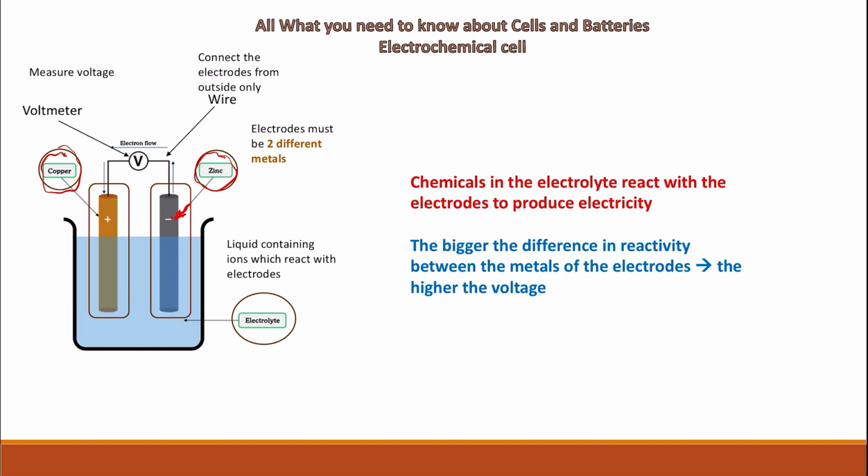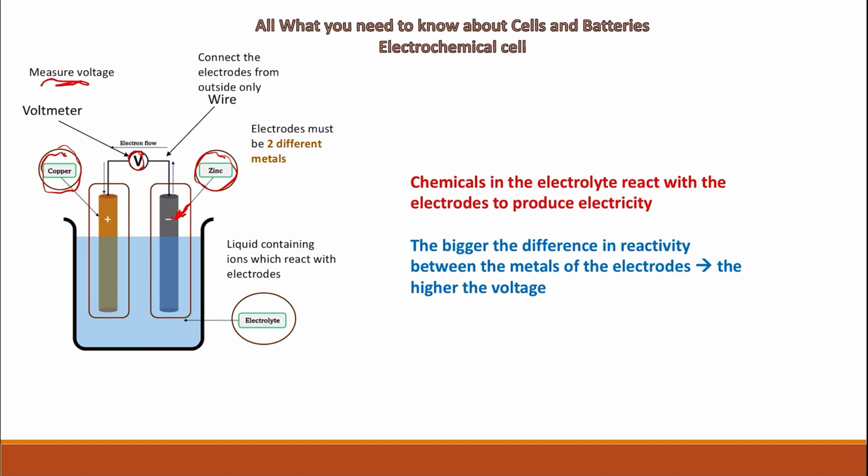And these two metals, or two electrodes, are connected together by a wire from the outside. Don't connect them within the electrolyte, so just connect them from the outside. There is a voltmeter here which measures the voltage. And then these two are immersed in an electrolyte, and the electrolyte will have ions which can move and which can react with the electrodes. So a chemical reaction between the electrolyte and the electrodes will generate electricity.